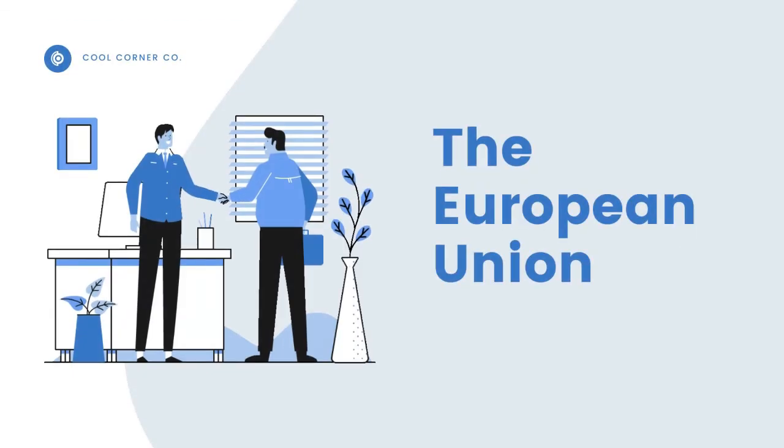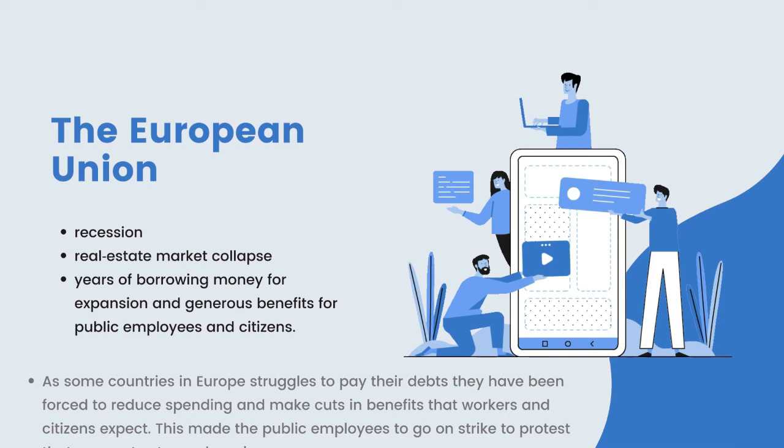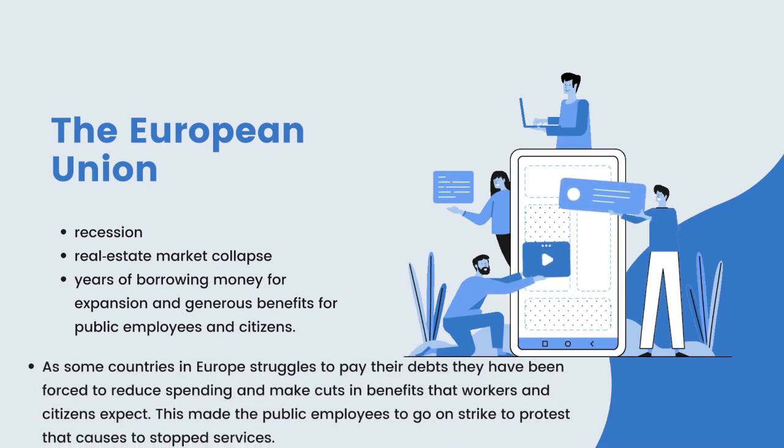The European Union. The European Union brings together a dozen or more individual labor relations systems. It is important to understand the dynamics of what will necessarily be a dramatically changing labor environment. Due to the challenges that unions in Europe have encountered, trade unions have seen declines in membership. European countries have been hit hard by a debt crisis caused by recession, real estate market collapse, years of borrowing money for expansion, and generous benefits for public employees and citizens. As some countries in Europe struggle to pay their debts, they have been forced to reduce spending and make cuts in benefits that workers and citizens expect.